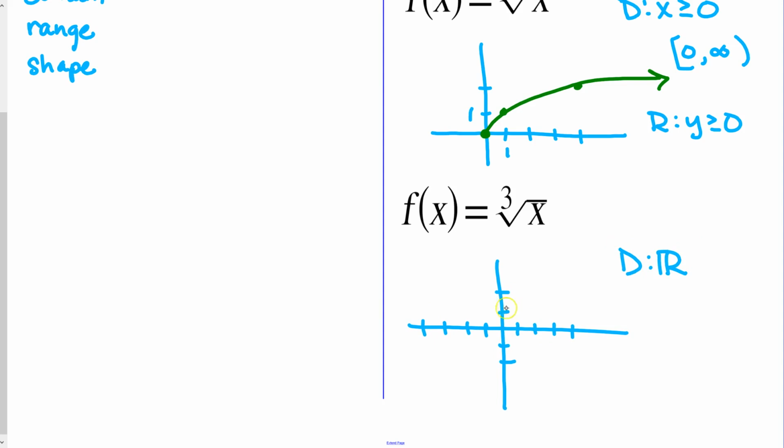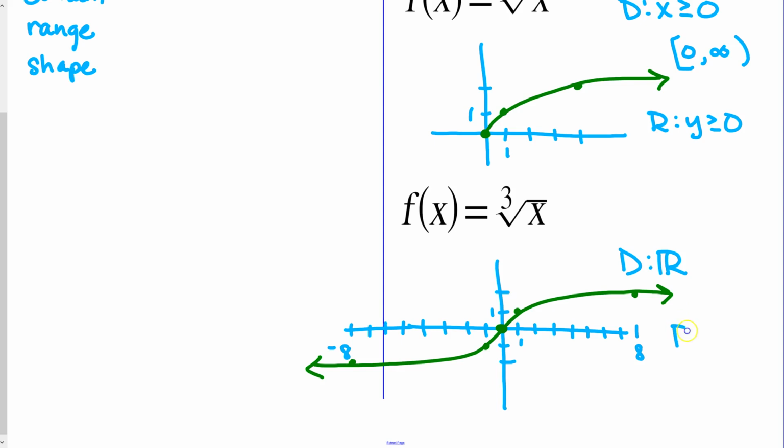Let's plot a few points. The cube root of 0 is 0. The cube root of 1 is 1. The cube root of negative 1 is negative 1. The cube root of 8 is 2. The cube root of negative 8 is negative 2. So we end up with this curve that looks like this. It's the inverse of the x cubed function. Its range is all real numbers.